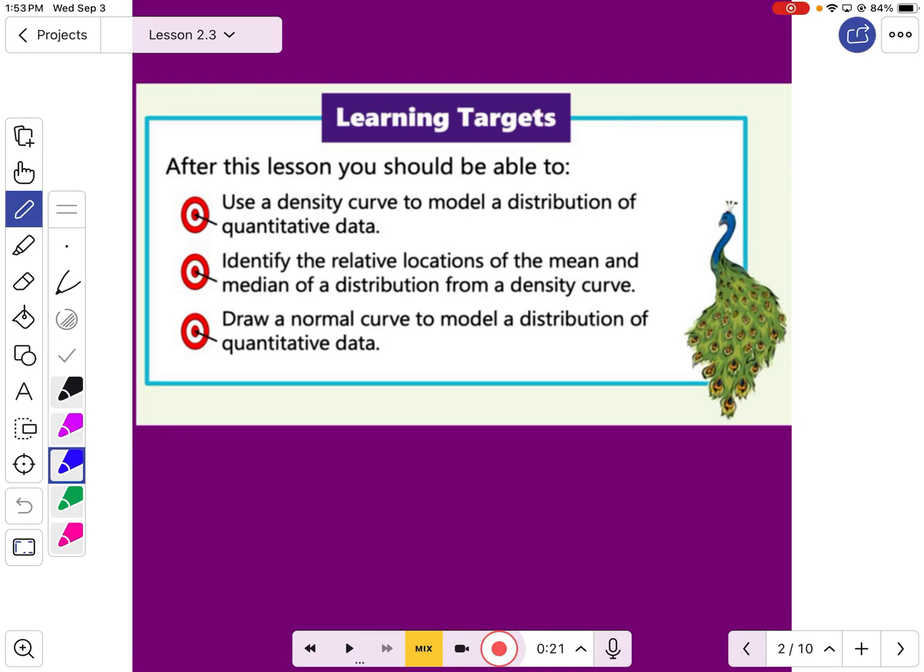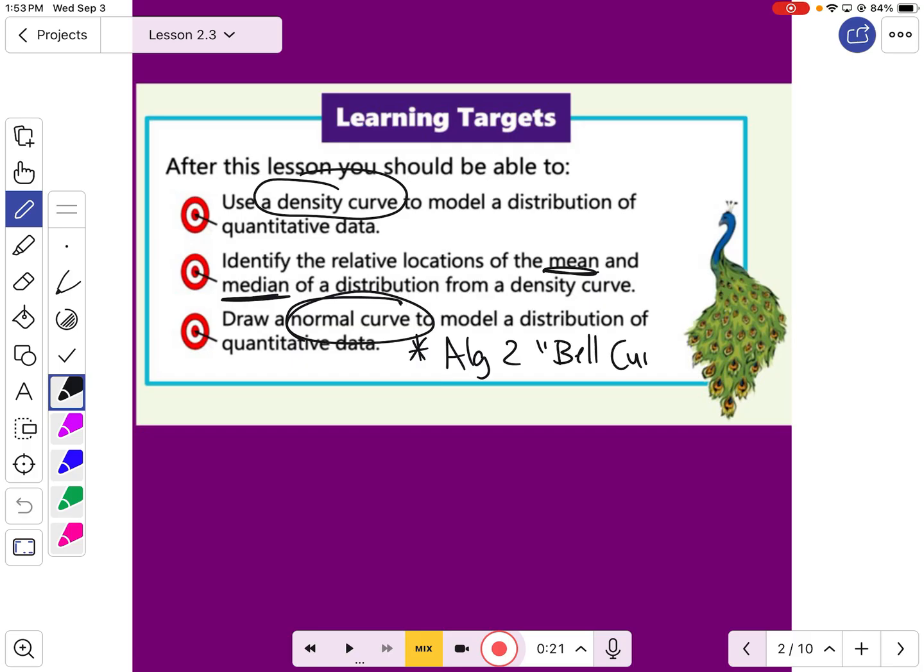What I'm trying to say, we're going to talk about something known as a density curve, okay? To do a density curve, we're actually going to do 2 data collections today. We're going to talk about, can I find the mean and the median in a density curve, and then draw something called a normal curve. Now, this one should be pretty familiar to you from Algebra 2. You might have called it a bell curve, but you did normal curves in Algebra 2, okay? So we're going to revisit that for just a little bit.